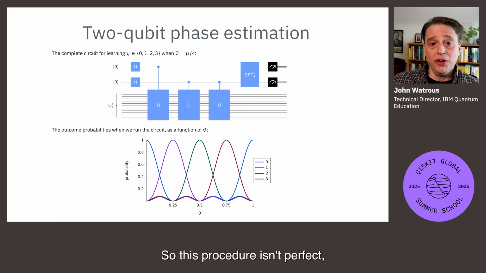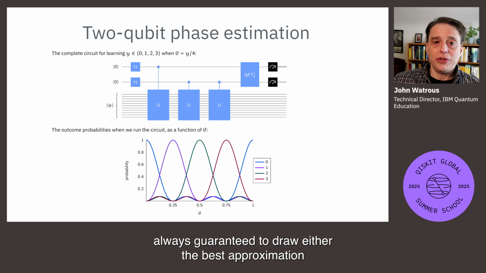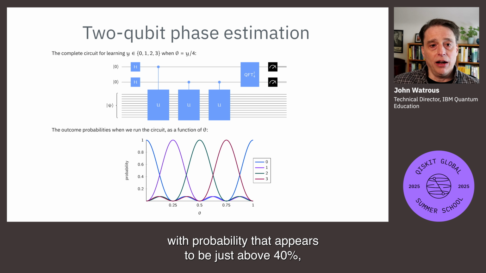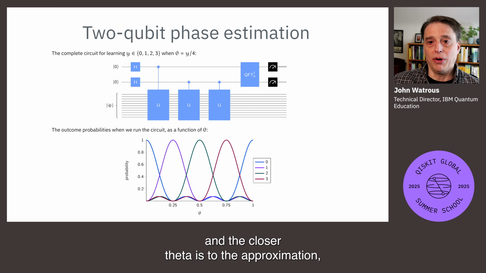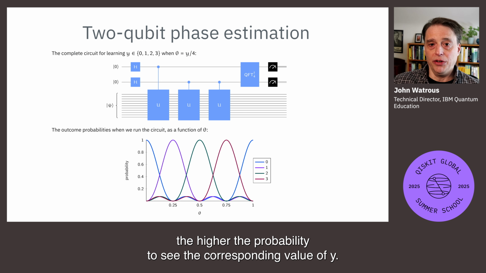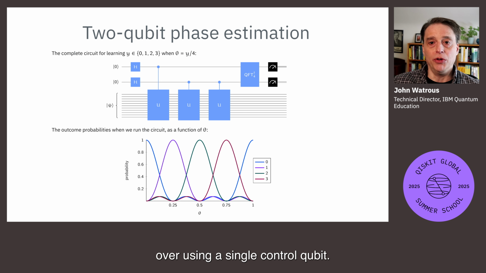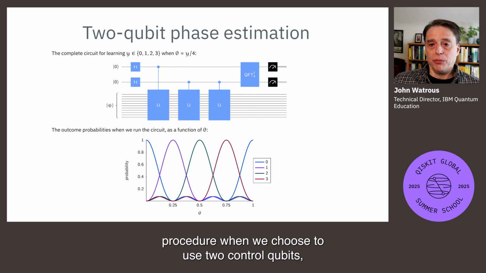So this procedure isn't perfect, but it does provide us with information, and it's quite noteworthy that regardless of theta, we're always guaranteed to draw either the best approximation or one of the two best approximations when there's a tie, with probability that appears to be just above 40%. And the closer theta is to the approximation, the higher the probability to see the corresponding value of y. And that's a pretty significant improvement over using a single control qubit. This is, in fact, the phase estimation procedure when we choose to use two control qubits.